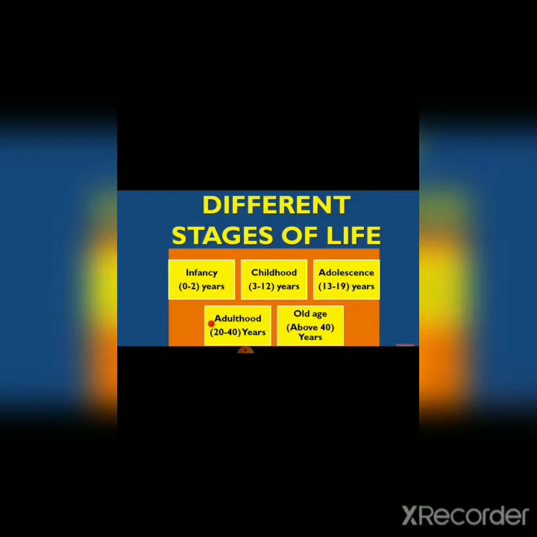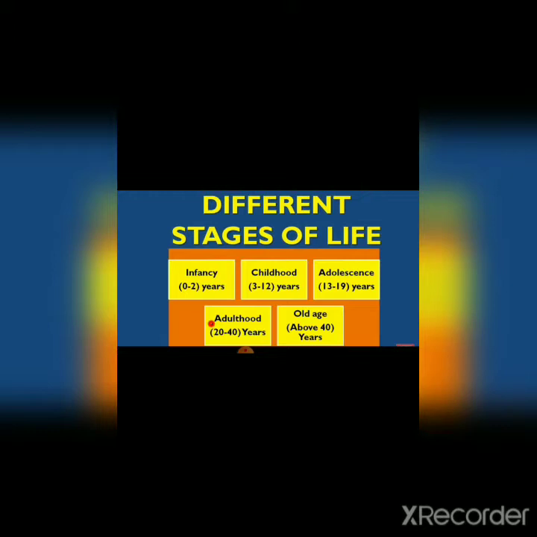After that, 12 years onwards, the main age which we are going to discuss in this lesson is the adolescence age. That is the age of 13 to 19 years, the age in which maturity of our main reproductive parts of the body is seen. And next is adulthood, the age that comes in the category of 20 to 40 years. And after 40 years, the age is counted as old age.